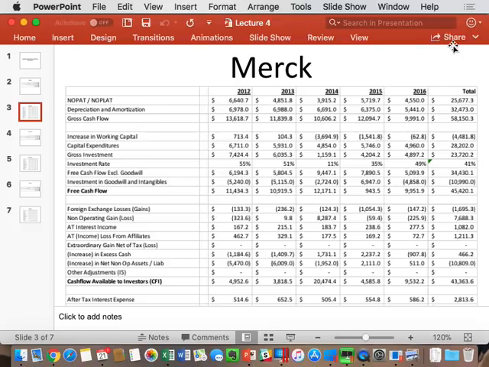Was Merck trying to grow? If they were trying to grow, they should have spent more than how much? 32. They only spent 28. We already know by looking at the cash flows they're not growing. Here's a signaling effect. Tell me what you think Merck's growth rate is going to be in 2017.